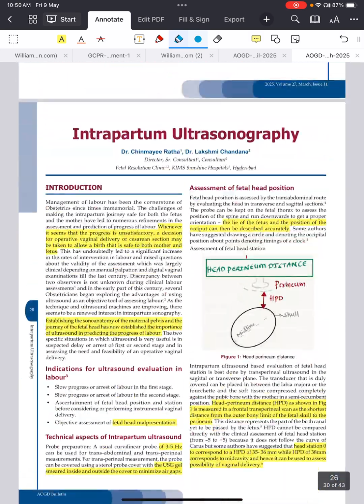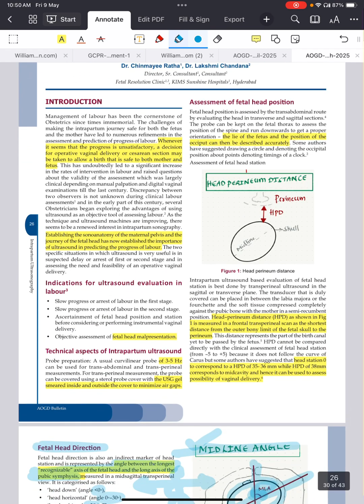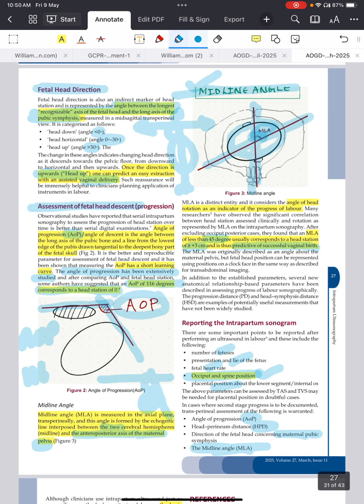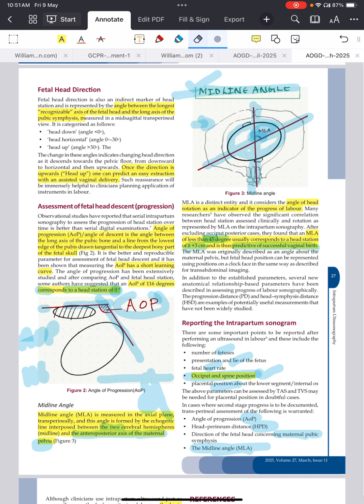I'll just repeat the angles one more time. I already told you the head perineal distance. This is easy, but fetal head direction should be measured: the long axis of the fetal head to the long axis of the pubic symphysis is measured, and if it is head up, then it is a good time for delivery. Then assessment of the angle of progression, AOP, which has been extensively studied: if it is 116, it corresponds to station 0. That means the fetus can descend. It is a tangential line from the long axis of the pubic symphysis.